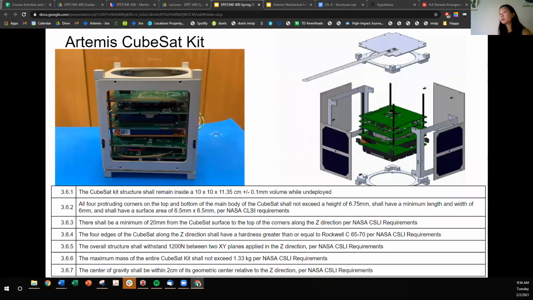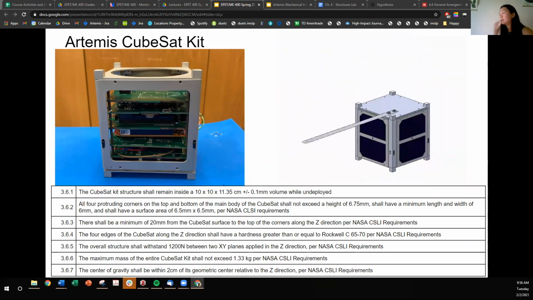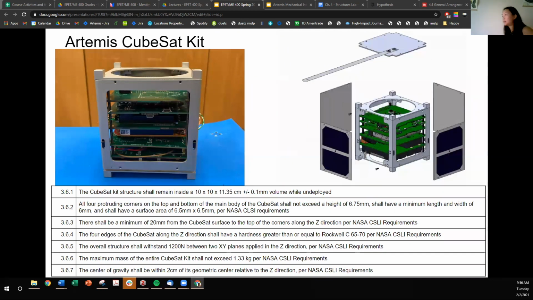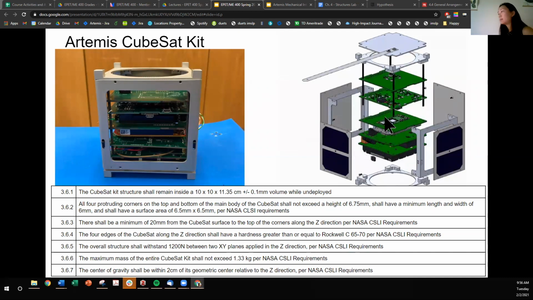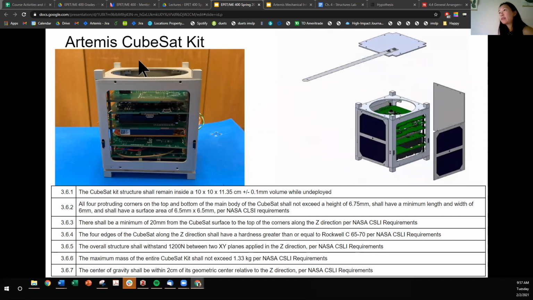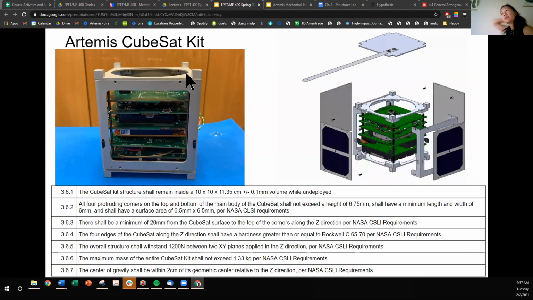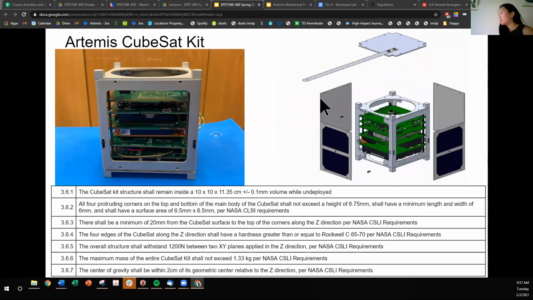The Artemis CubeSat kit, let's take a look as to how the same requirements affect the design. So the camera needs an unobstructed view. It is looking outward, and for our frame, we designed this aperture hole so that there can be as much unobstructed view as possible. So we milled out a huge chunk of this face.